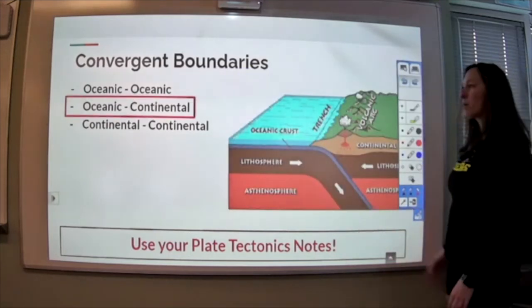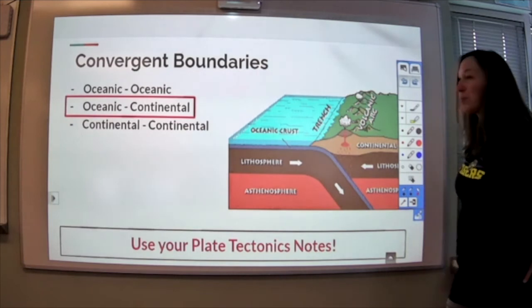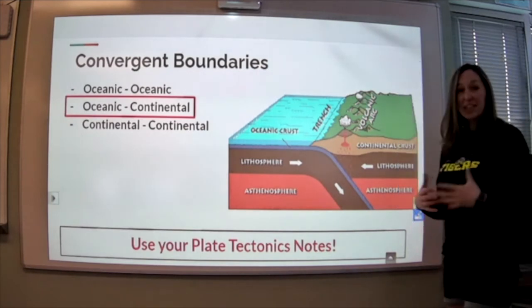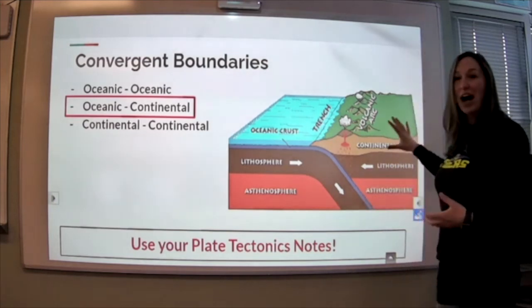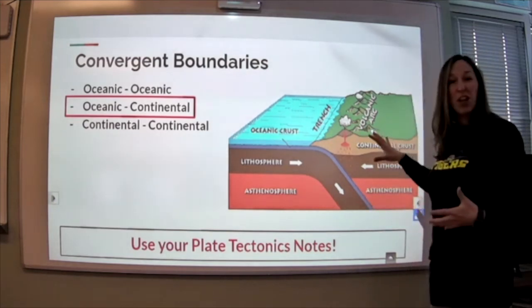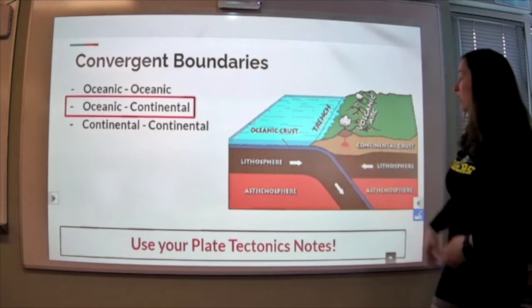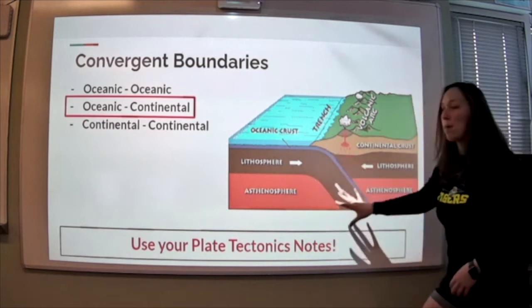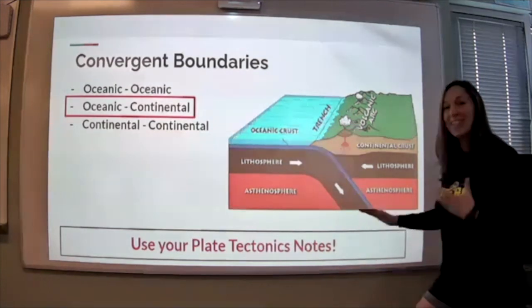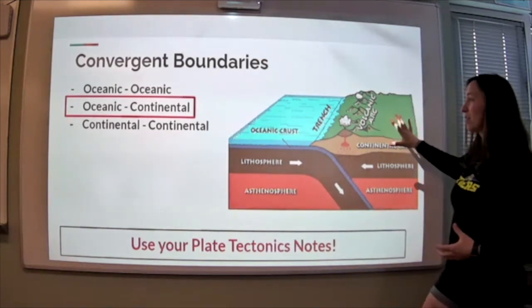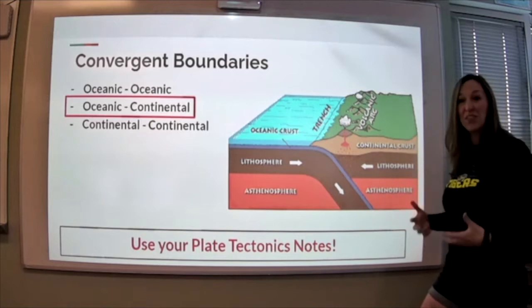The next one we're going to talk about is our oceanic continental boundary. So we're going to have a lot of similar features, but we're also going to get some added features because we now have continental crust, which is a little bit thicker than our oceanic crust. So we have the same subduction zone happening here. Our oceanic crust dives under because it's more dense than our continental crust. And we're going to end up getting a lot of the same features.